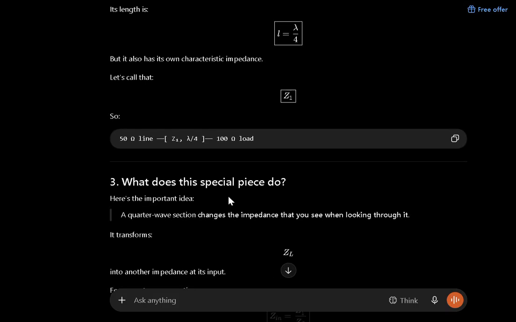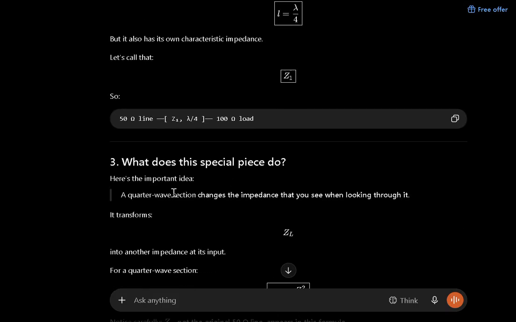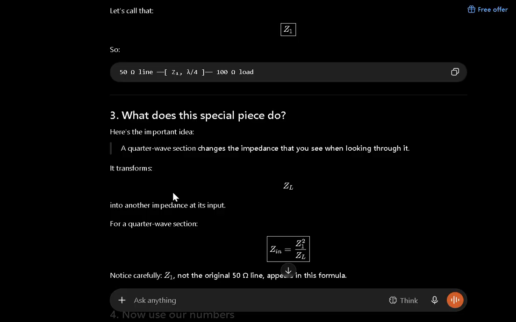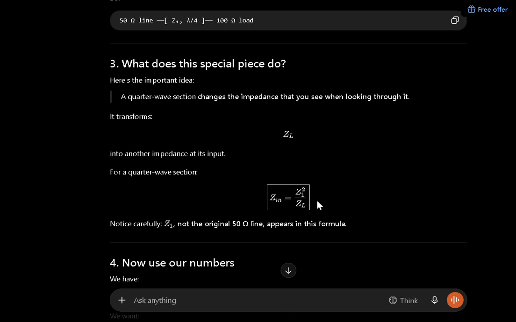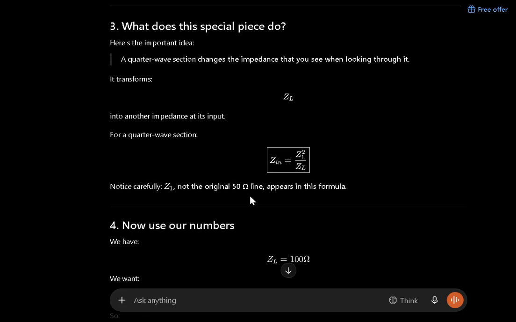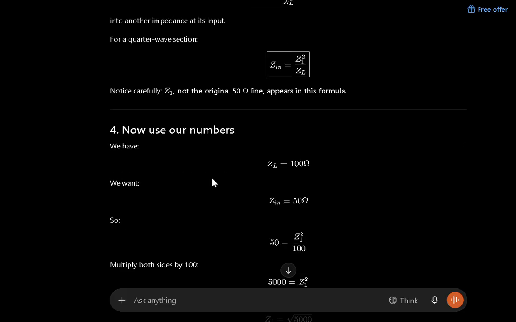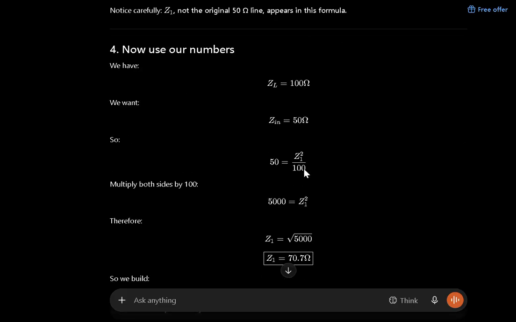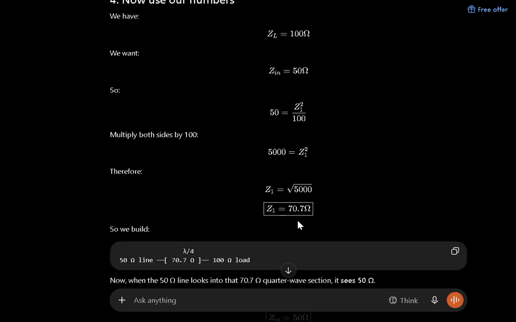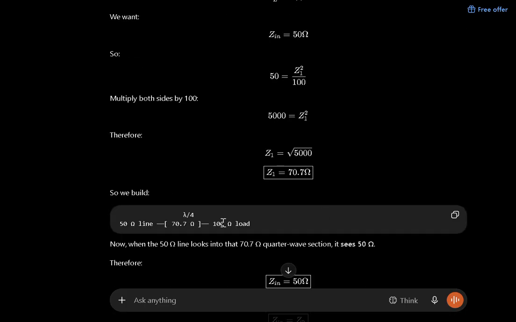What does this special piece do? Here's the important idea. The quarter wave section changes the impedance that you see when looking into it. It transforms ZL into another impedance at its input. For a quarter wave section, Zin equals Z1 squared by ZL. Notice carefully that Z1, not the original 50 ohm line, appears in this formula. Now use our numbers: ZL equals 100, Zin equals 50, so 50 equals Z1 squared by 100, then Z1 squared equals 5000, and Z1 equals 70.7 ohms.